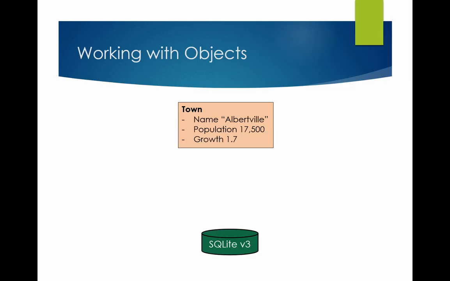So here we're working with an object. We're calling the object Albertville, which has a population of 17,500 and a growth rate of 1.7. And that's what's stored away in the SQL database.